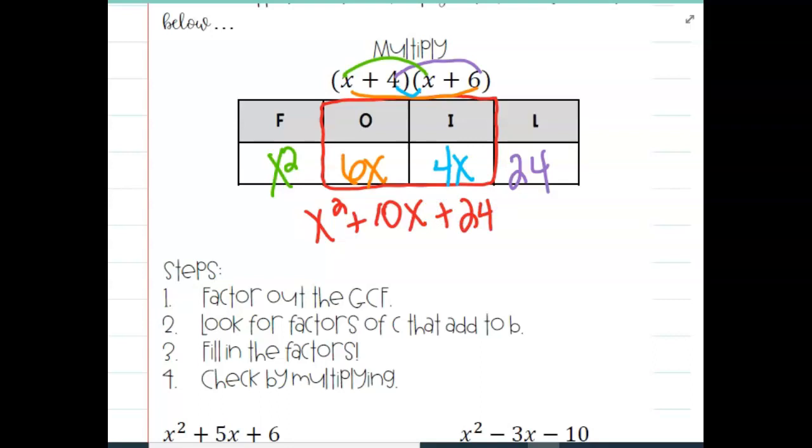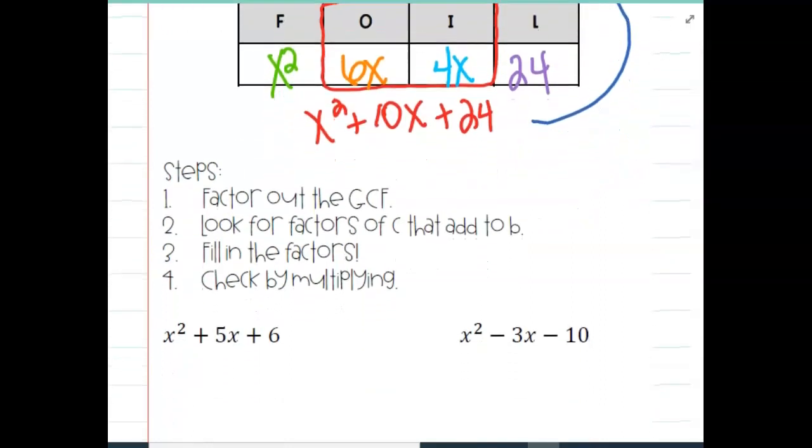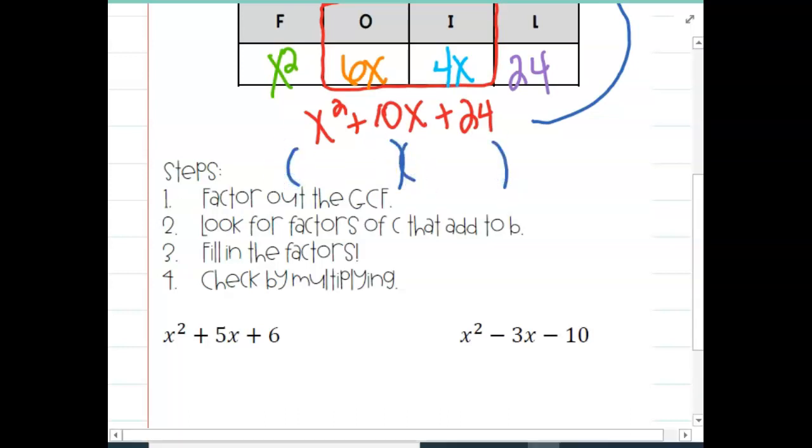We spent two or three days doing the FOIL method. We did the FOIL and the box method, and we talked about the special cases, and we practiced all of those together. So we've done a lot of practice with foiling. What we are doing today is going back the other direction. Today, you are going to have the answer to a foiling problem. Your job today, and for the rest of this factoring chapter, is to figure out what I would FOIL out to give me that back.